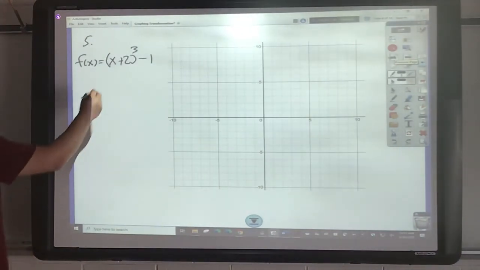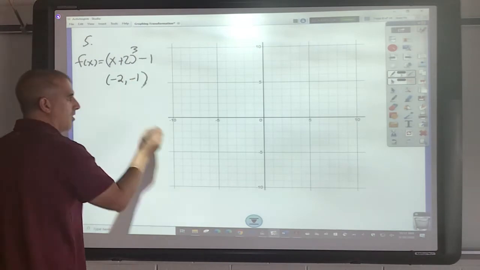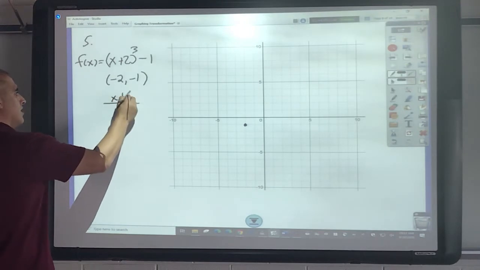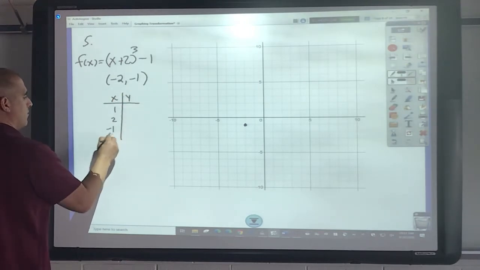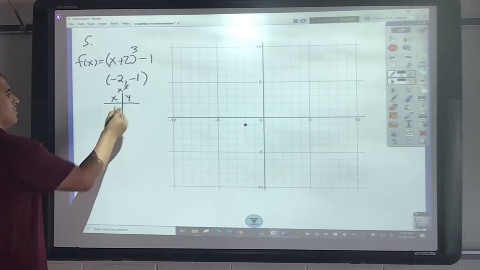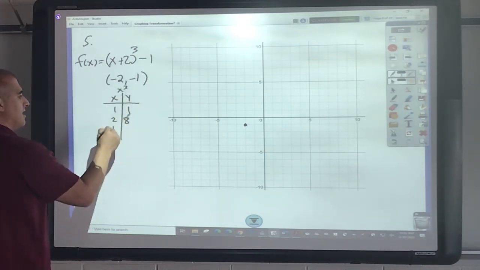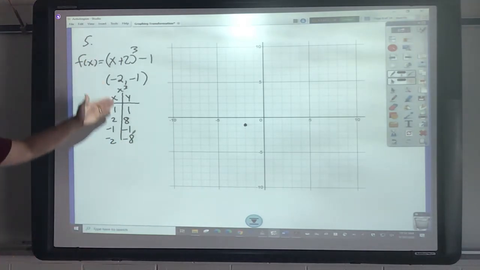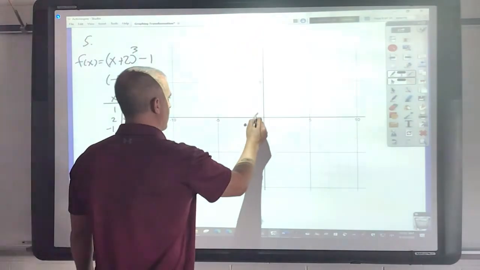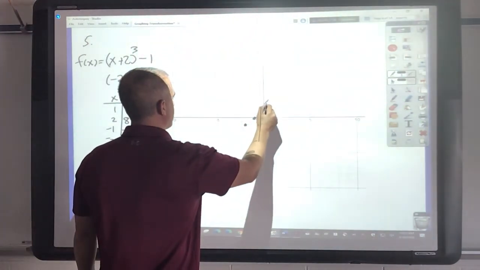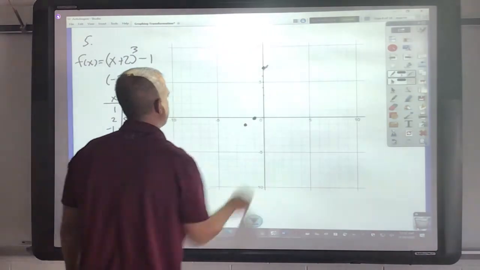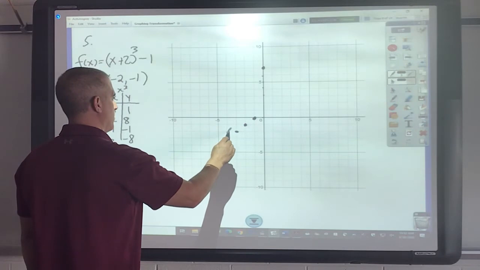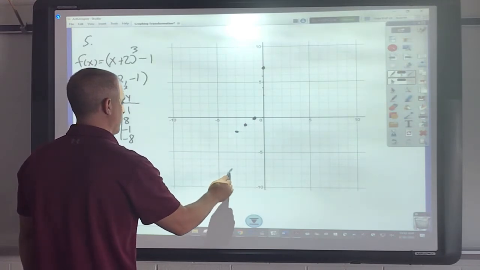All right, so I got an anchor point of negative 2, negative 1, okay? I'm going to use x and y, 1, 2, negative 1, negative 2. My parent function is x cubed. 1 cubed is 1, 2 cubed would be 8, negative 1 cubed would be negative 1, negative 2 cubed would be negative 8, okay? All right, there's no number out front, so I can leave those. 1 right, 1 up, 2 right, 1, 2, 3, 4, 5, 6, 7, 8 up, okay? 1 left, 1 down, 2 left, 1, 2, 3, 4, 5, 6, 7, 8 down.